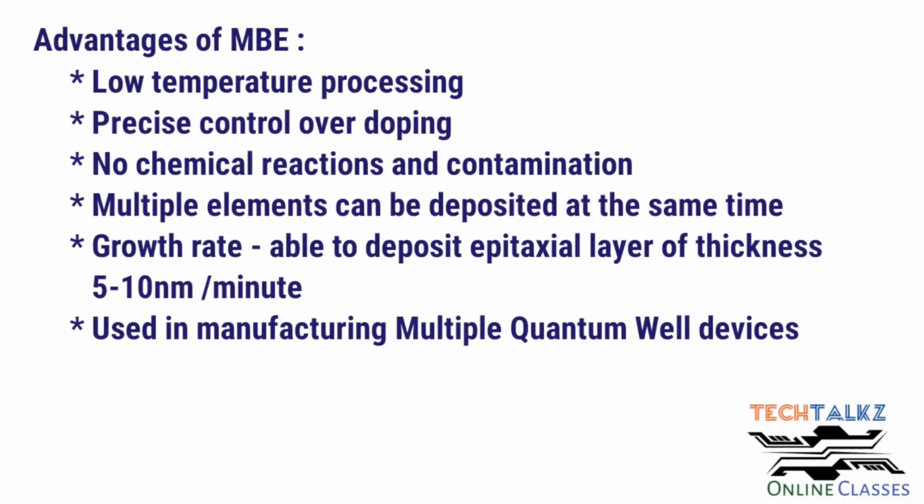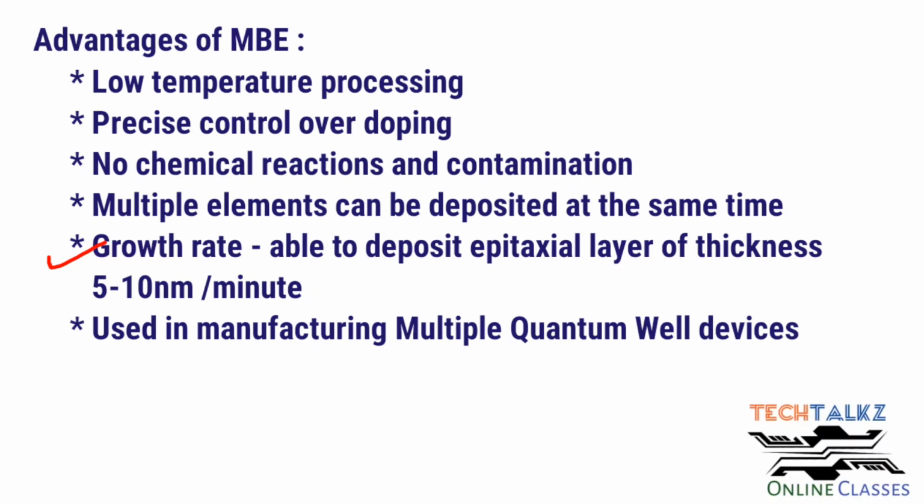Now we will see the advantages of the MBE system over other epitaxial techniques. The first major advantage is that it is comparatively very low temperature processing. The second point is that it has precise control over doping, because basically it is a physical evaporation process. There will not be any chemical reactions, and we can effectively control the evaporation of silicon and other dopants which have to be deposited along with the semiconductor material. So the control of dopant incorporation is much more precise. Another point is about growth rate. We can achieve a growth rate as small as 5 to 10 nanometer per minute.